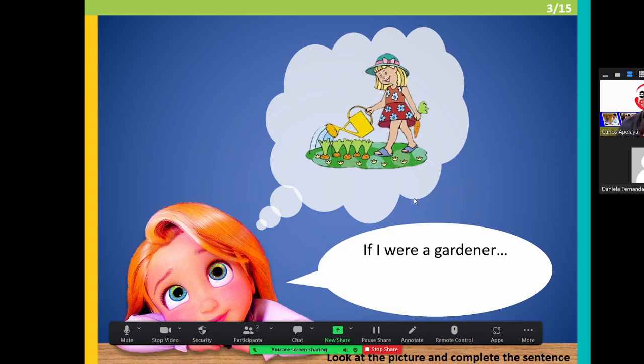If I were a gardener, I would... Como digo, regar las zanahorias. Regar es water, agua, significa también como verbo regar. So sería, if I were a gardener, I would water the plants. Pretty good.